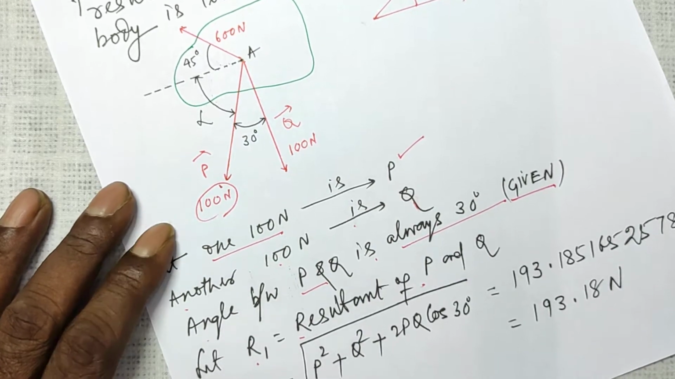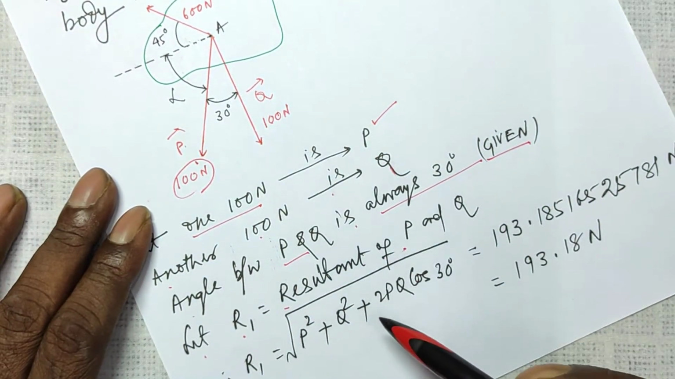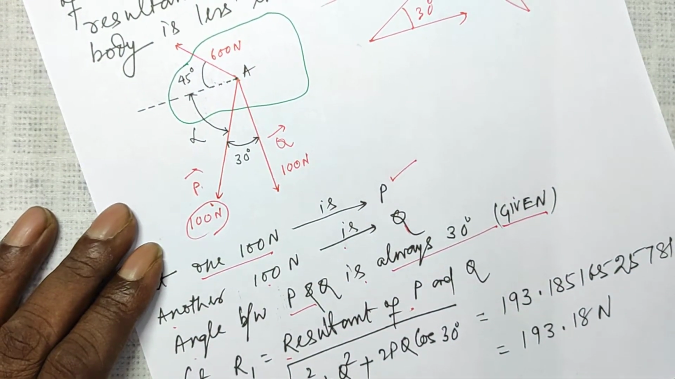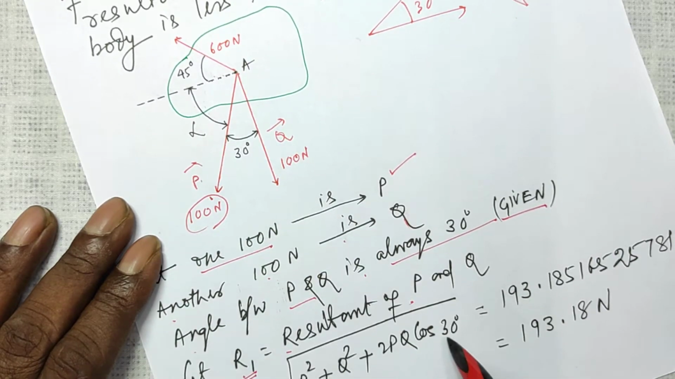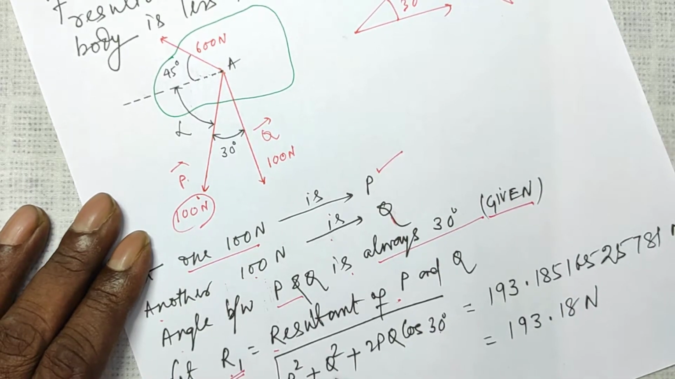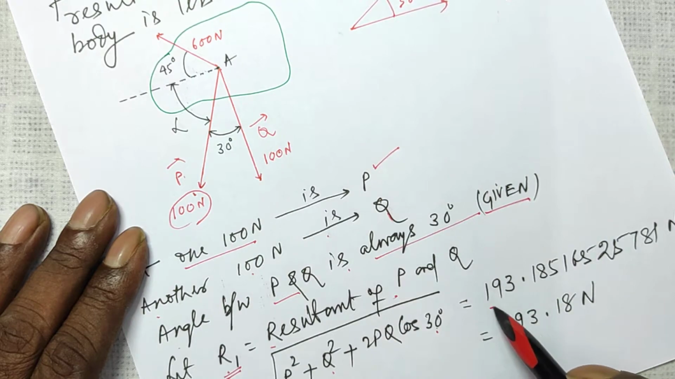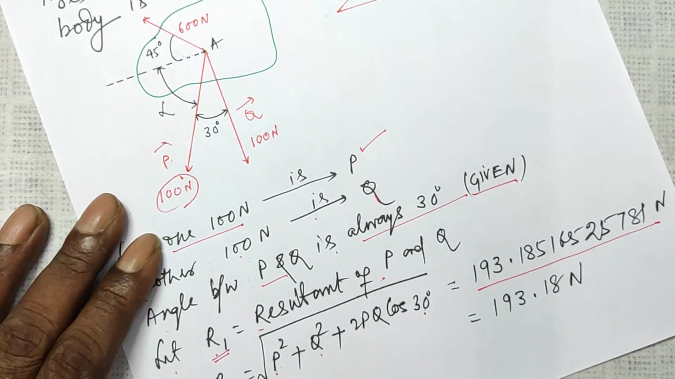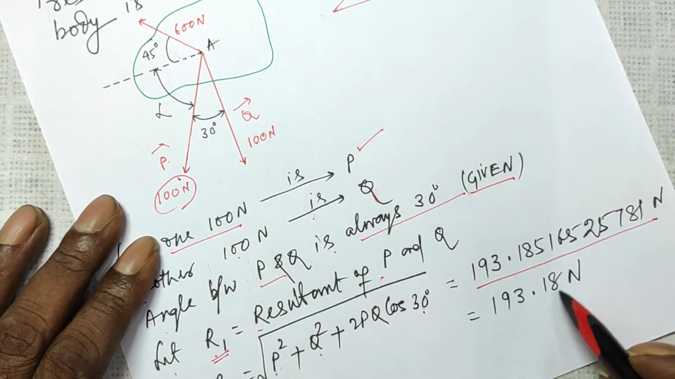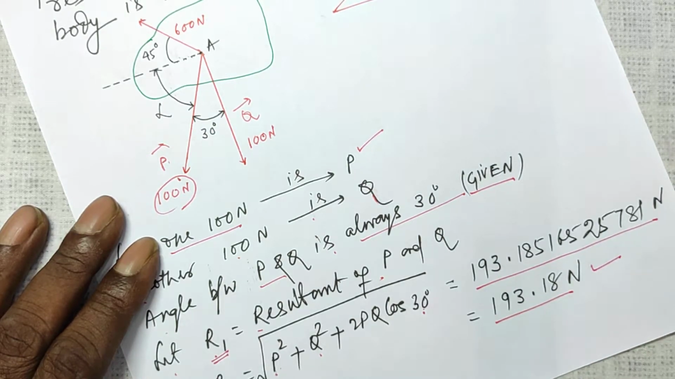So using the parallelogram law of vector addition, the resultant of P and Q, which are 100 Newton each, will be R1 equals square root of P square plus Q square plus 2PQ cos 30. Put the value of P as 100, Q as 100, cos 30. This comes out in a scientific calculator to, up to 2 decimal figures, 193.18 Newton.